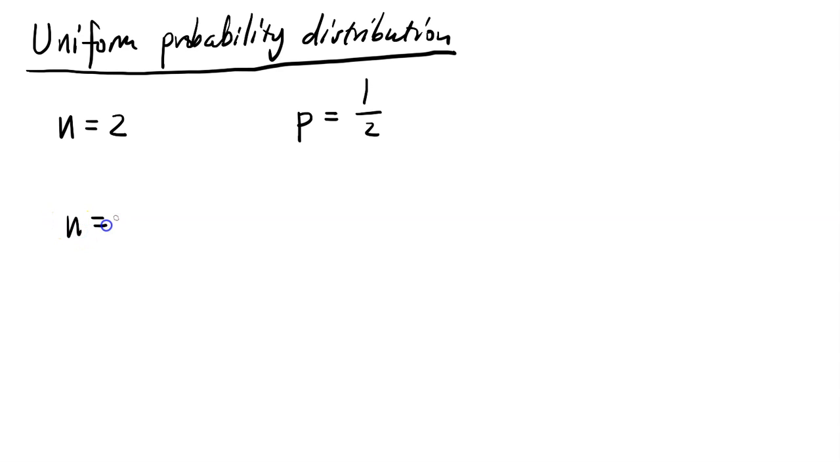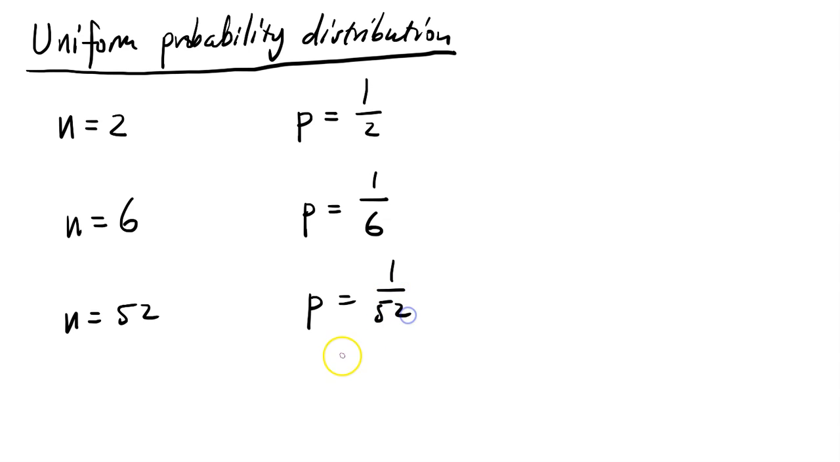If I throw a die, then the probability of getting any of the faces of the die is 1/6, since each side is equally probable. Or if I have a deck of cards, the probability of getting any card is 1/52. So we have a uniform probability distribution. We can always calculate the probability just by taking 1/n for any outcome.